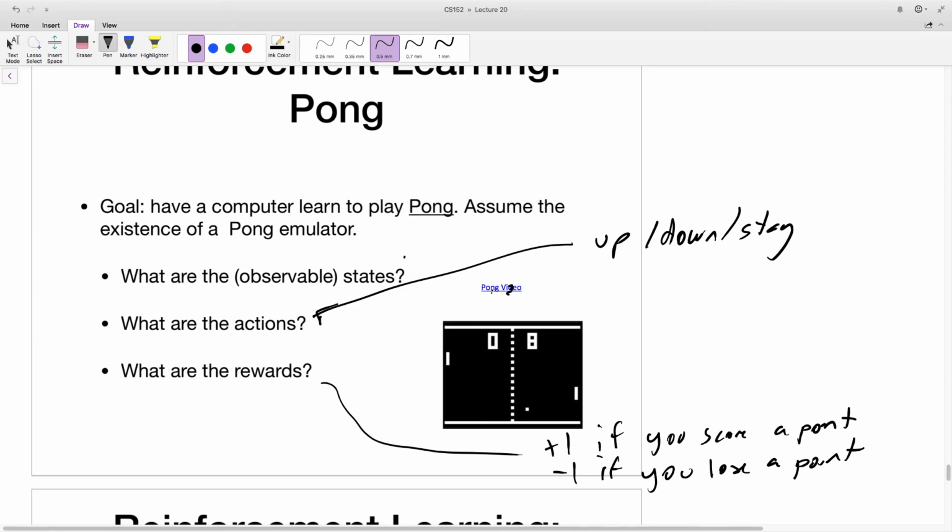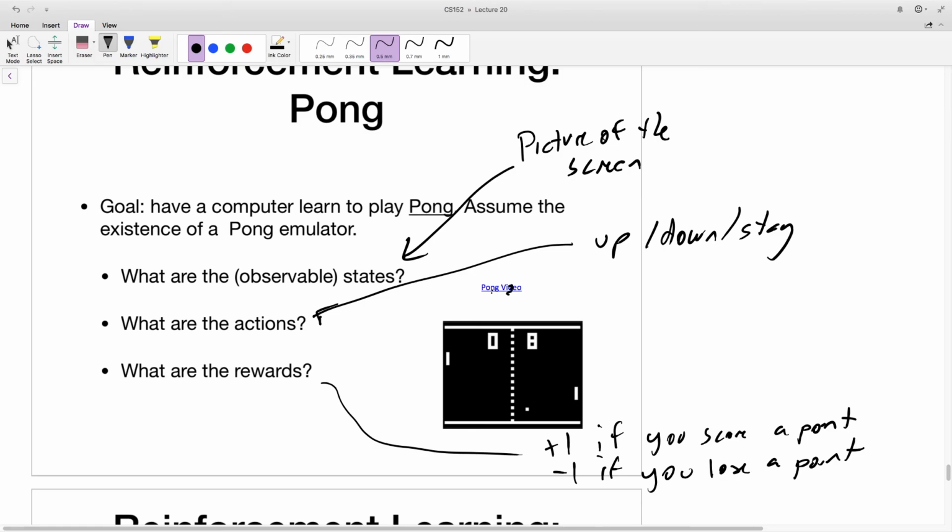And what are the states? We could do that. That sounds complicated. How about if we were to take, I don't know, a picture of the screen? If we just want it easy, right? That'd be easier than figuring out where the paddles are and everything else. The velocity of the ball.